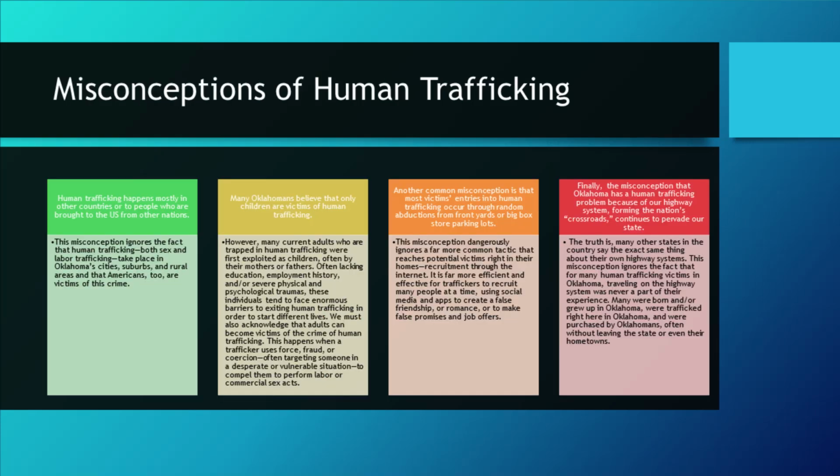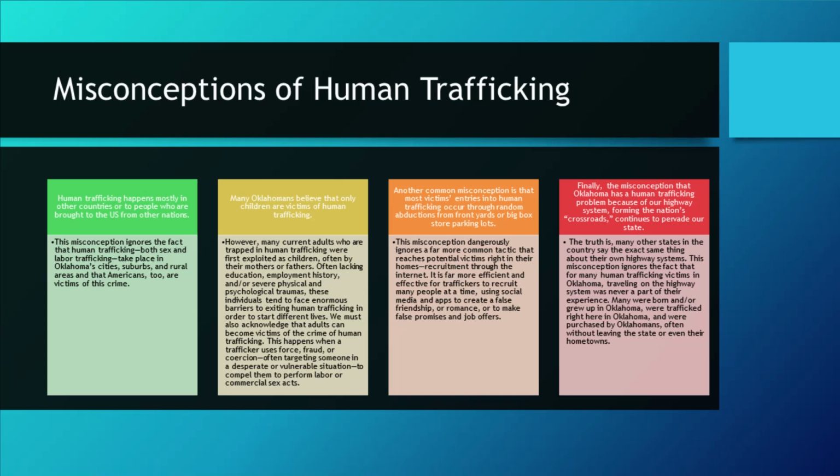Misconceptions of human trafficking. Human trafficking happens mostly in other countries or to people who are brought to the U.S. from other nations. This misconception ignores the fact that human trafficking, both sex and labor trafficking, take place in Oklahoma cities, suburbs, and rural areas, and that Americans, too, are victims of this crime.